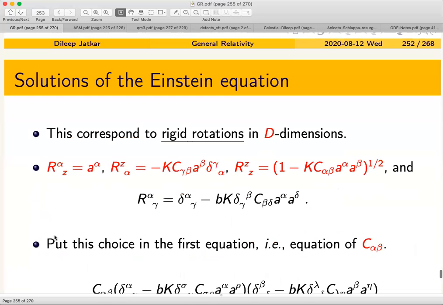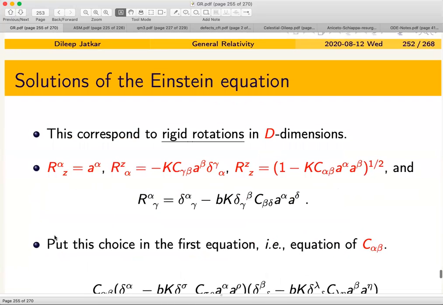That would be like, you could choose a transformation where r alpha z is equal to a alpha, and r z alpha is equal to something quite complicated like that. Okay, k times c alpha beta times a beta times delta, and r z z is equal to this quantity, and r alpha gamma to be a quantity like that.